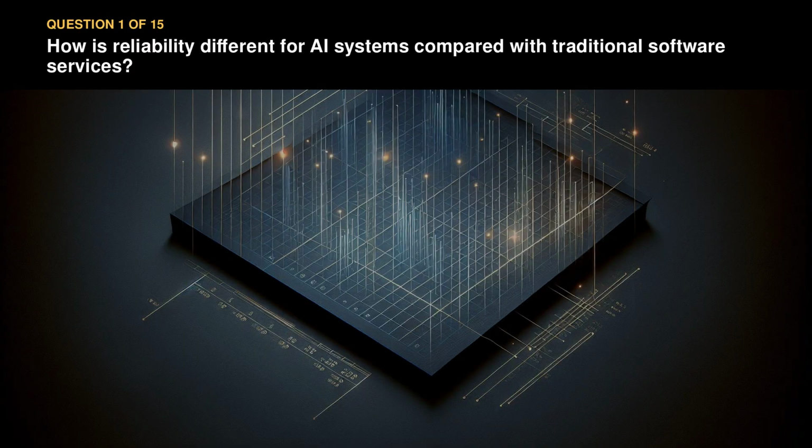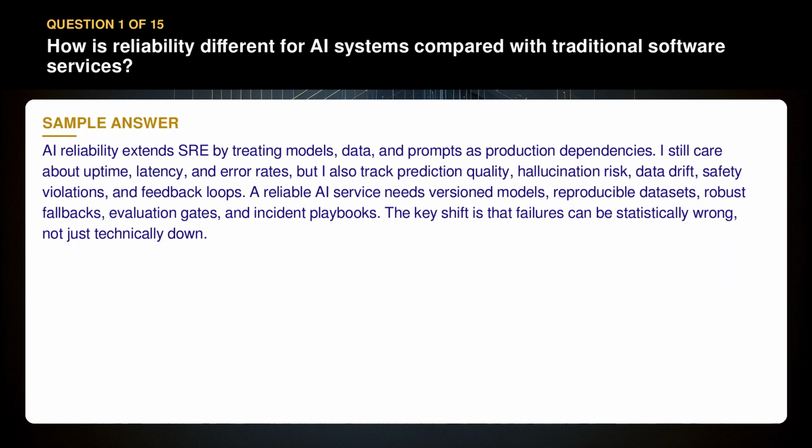Question 1. How is reliability different for AI systems compared with traditional software services? AI reliability extends SRE by treating models, data, and prompts as production dependencies. I still care about uptime, latency, and error rates, but I also track prediction quality, hallucination risk, data drift, safety violations, and feedback loops. A reliable AI service needs versioned models, reproducible datasets, robust fallbacks, evaluation gates, and incident playbooks.